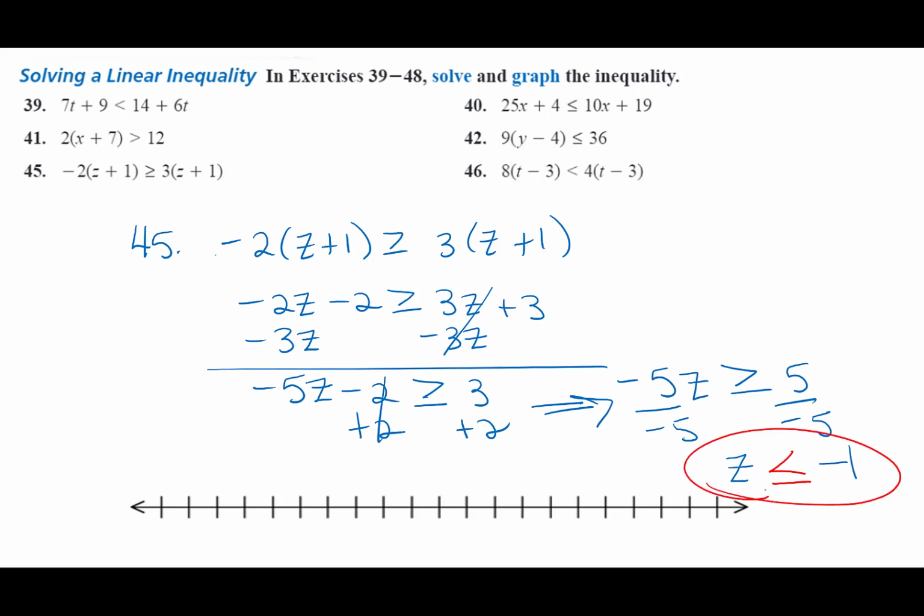That's part 1 of your answer. The last part is to put this on the number line. This is z is less than or equal to negative 1. So we'll put a bracket on negative 1 and shade all the numbers that are smaller than negative 1. So that shades to the left.